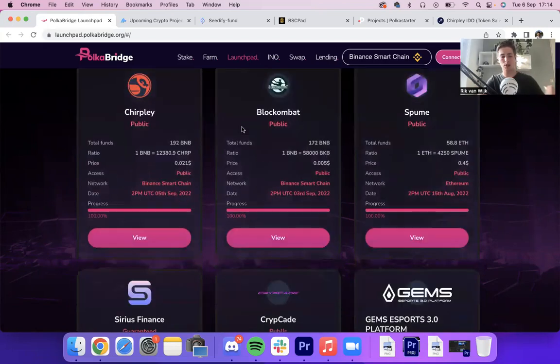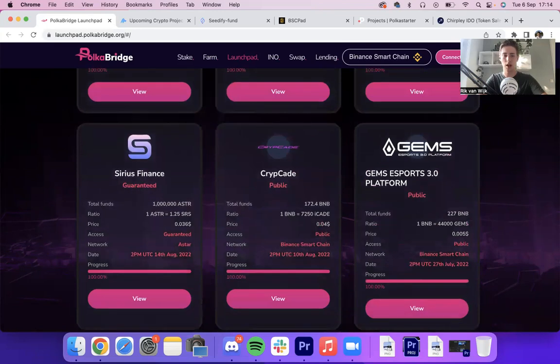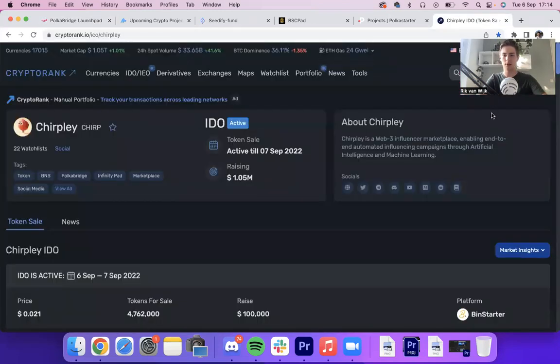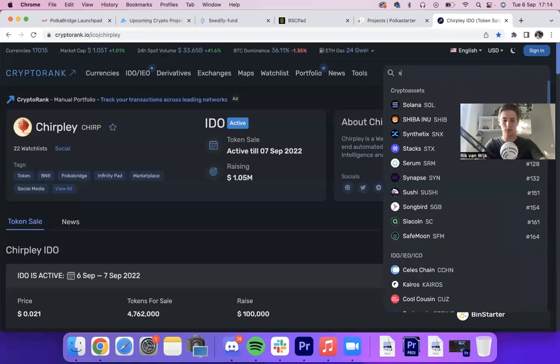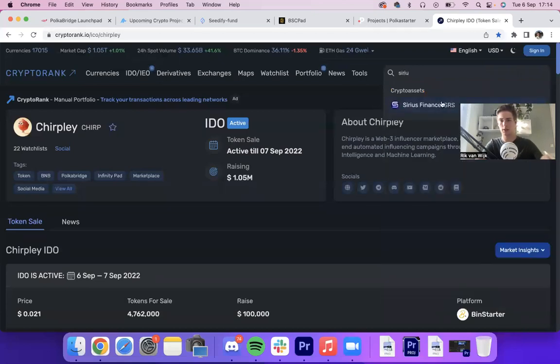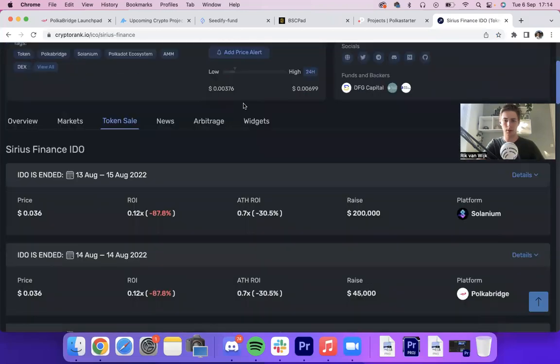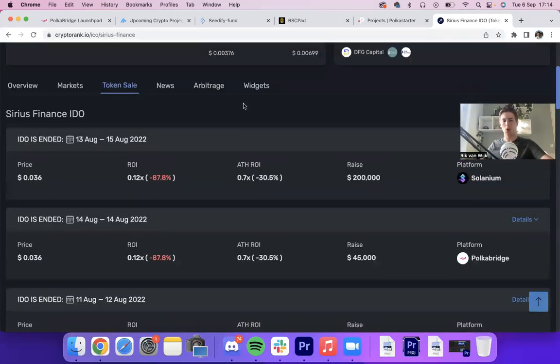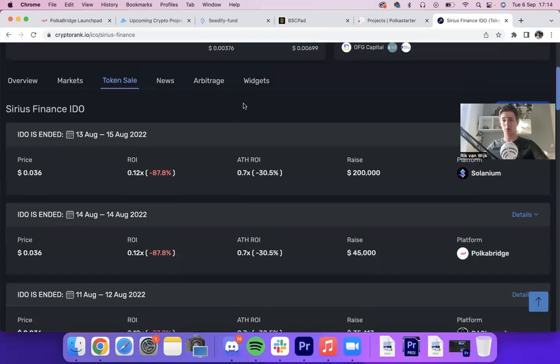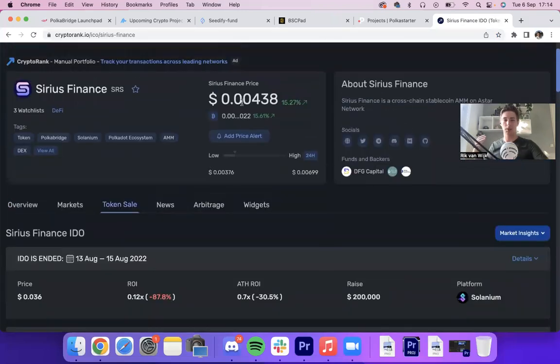Now, as for quality, let's look at some much older projects. So we actually do have a TGE, for instance, Serious Finance. We can go ahead, type it in here, Serious Finance. Let's see if we actually have any metrics on this. Yeah, token sale, there we go. And there we go. So here, right, CryptoRank, of course, at the moment, the best website to use for this.